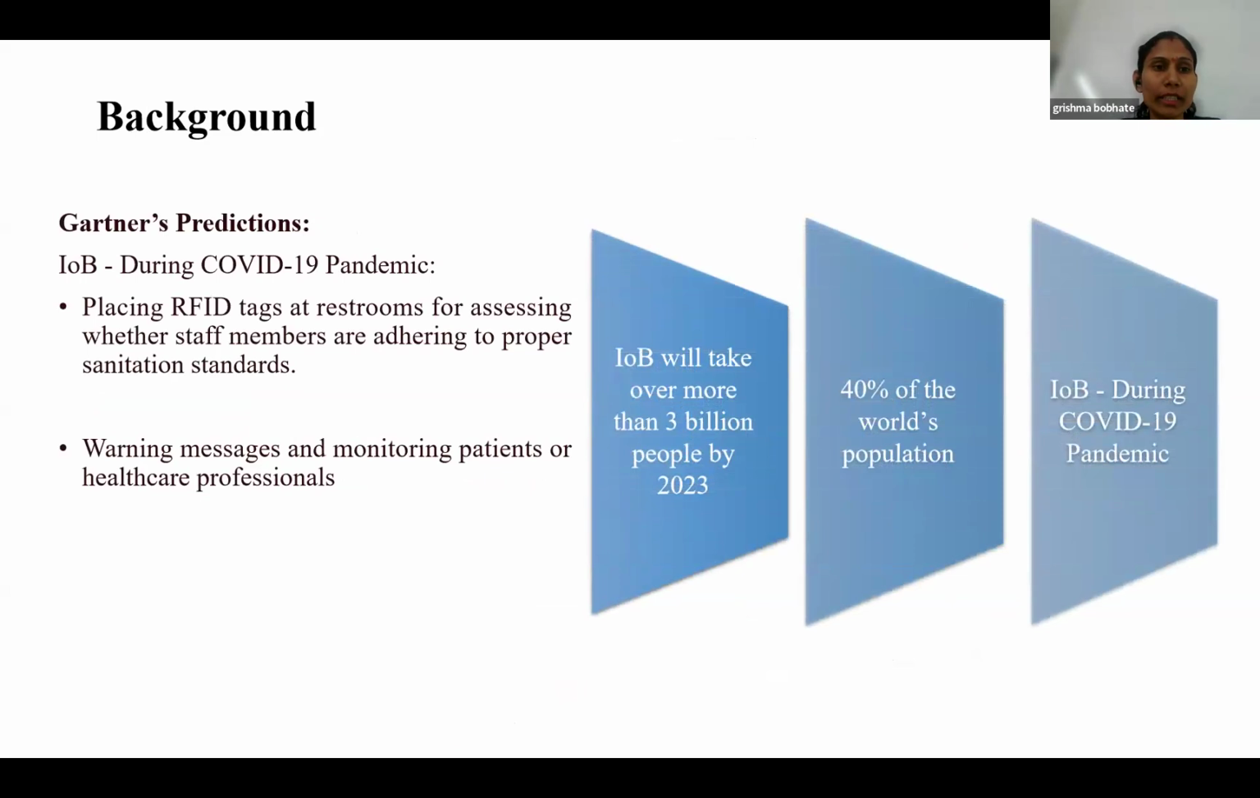Secondly, the background of the study is Gartner's predictions, where the IOB has an impact. During COVID-19, the IOB played an important role, where the IOB will take care of over 3 billion people by 2023, and 40% of the world population is expanding under these Gartner's predictions. After COVID-19, the IOB plays an important role. It monitors the patient. Basically, it works with healthcare professionals, monitoring the patients, and accordingly the services of the medical regimens get provided.